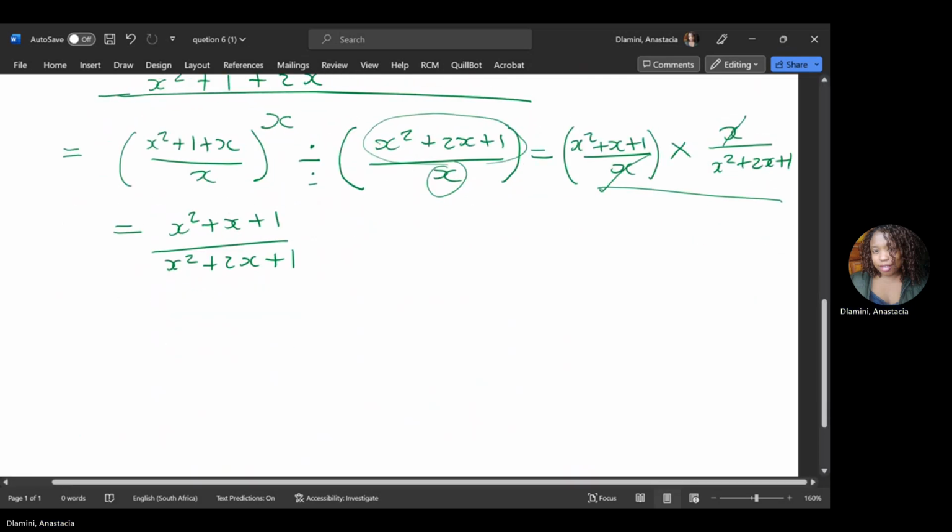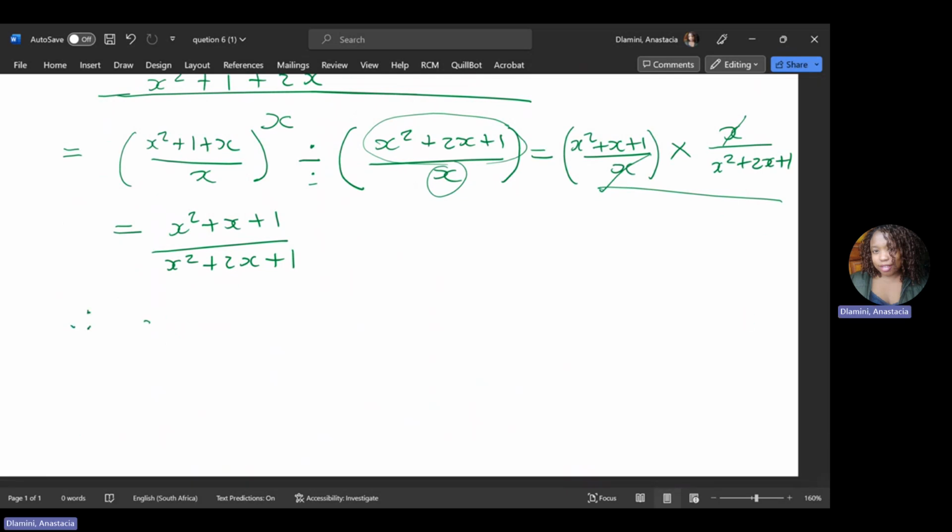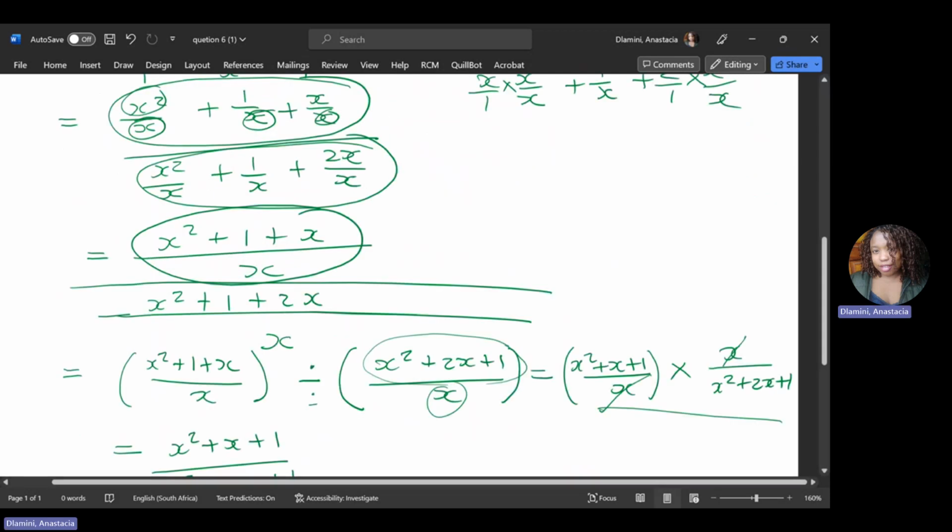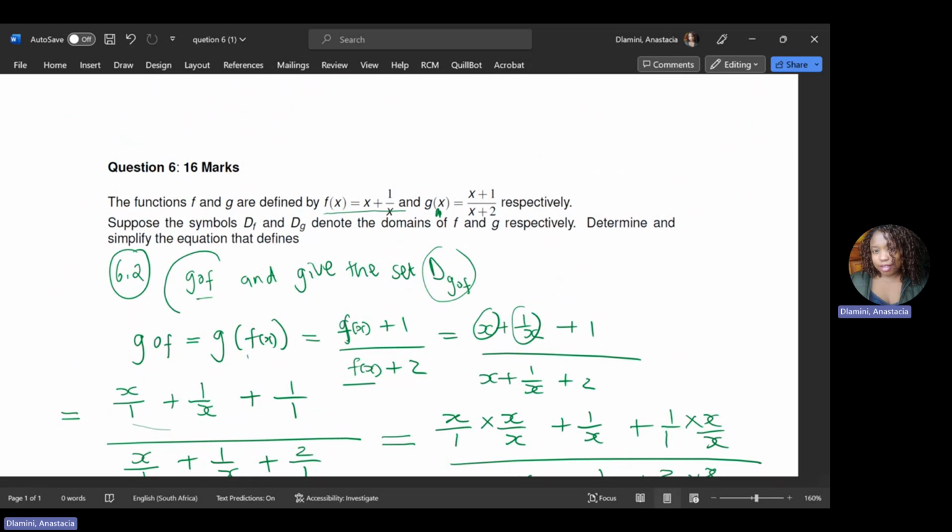Now that we have found this expression, therefore, the composition of G and F is equal to (x squared plus x plus 1) over (x squared plus 2x plus 1). We have found the composite function, so meaning that we have solved this part. But this question wants us to also find the domain of the composite function.